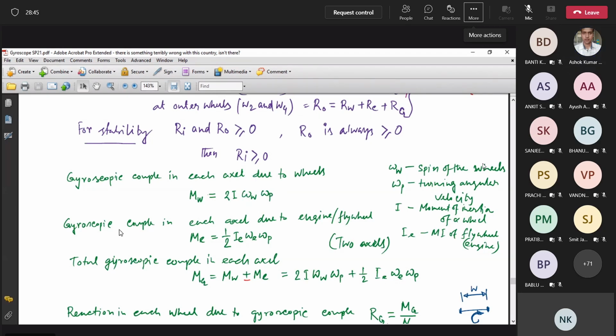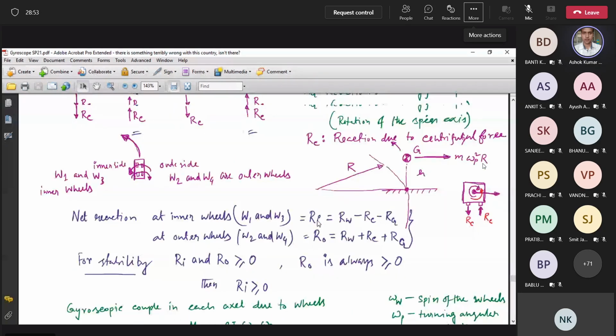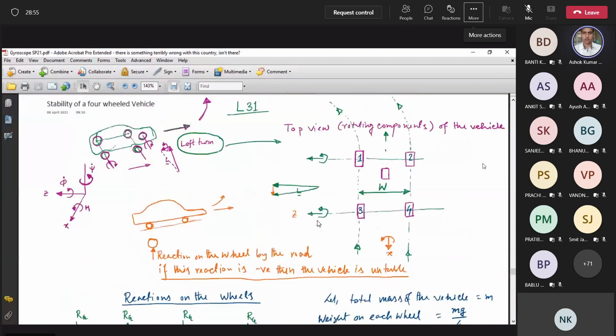But for the gyroscopic couple in each axle due to the engine: there are two axles but one engine. Due to this engine, there will be some gyroscopic couple, but that must be divided by two, because that couple is stabilized by the wheels. So the total gyroscopic couple due to this rotation must be divided by 2.